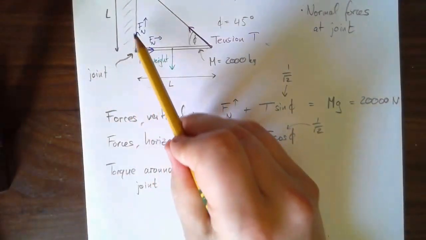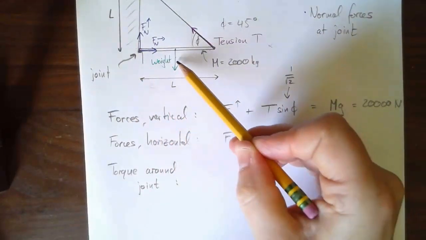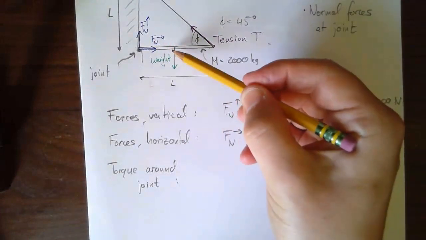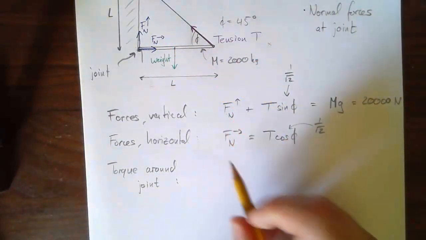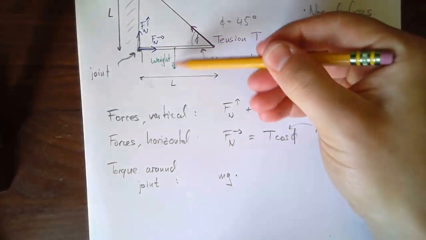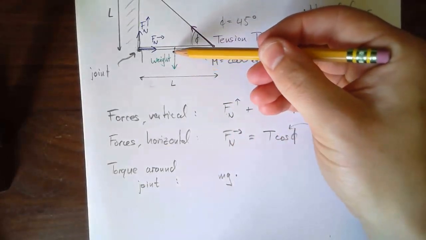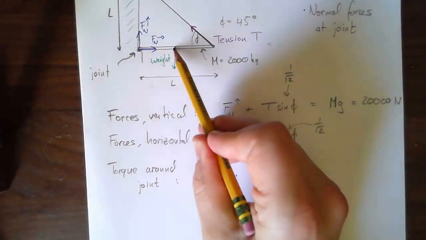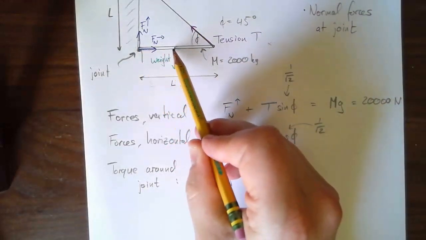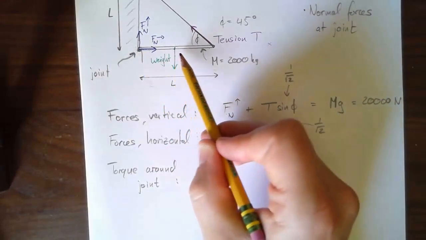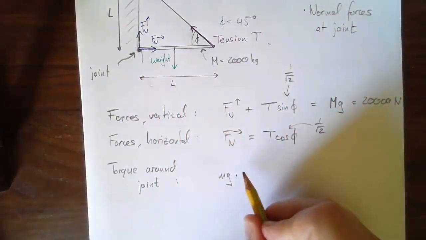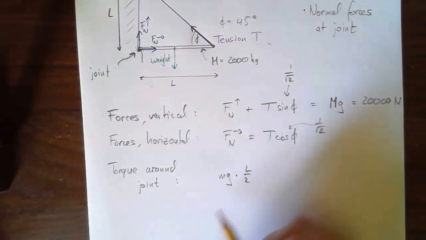So those two don't contribute at all. The weight down creates a clockwise torque, mg times, okay, it is straight down, perpendicular to the direction connecting the point of action of the force and the pivot point. So there's no angle here, no cosine or sine, but there's a distance, half L. It's half of the length of the bridge, so times L over 2. That gives me the torque.